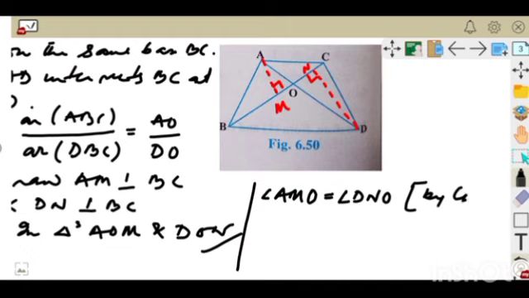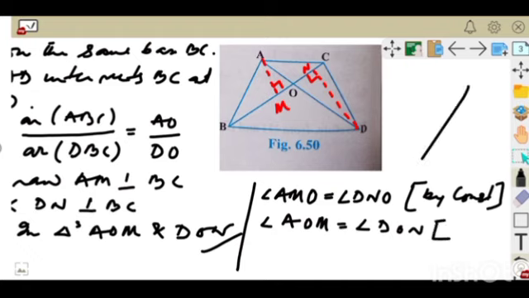So you can write here by construction. Next, I can write angle AOM equal to angle DON. Why are they equal? Because they are vertically opposite angles. I drew a line here, so this angle and this angle are equal because vertically opposite angles. I'm going to write here vertically opposite angles.